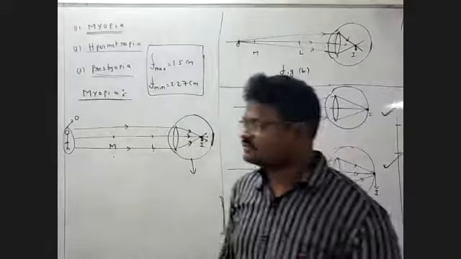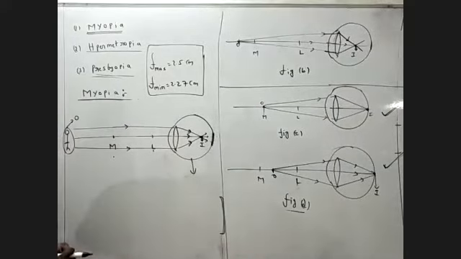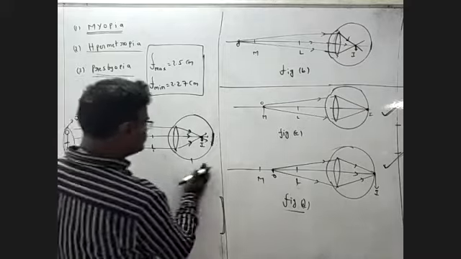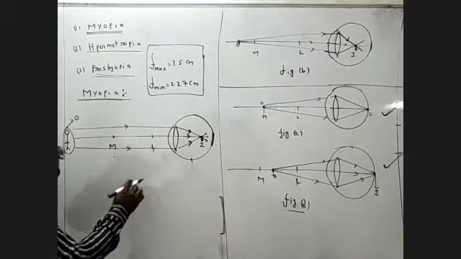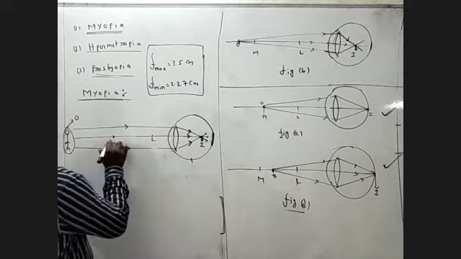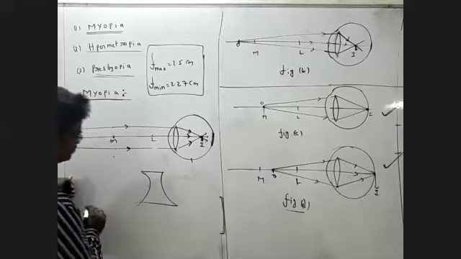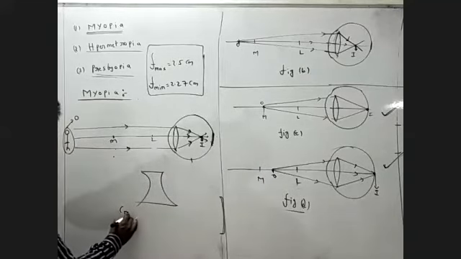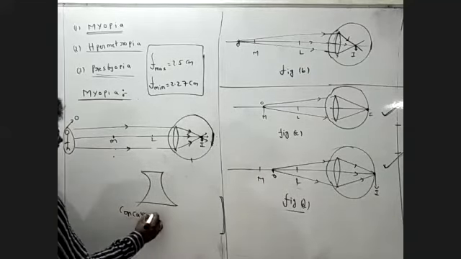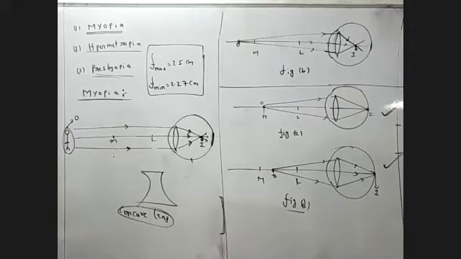But how can we rectify this problem? We can rectify this problem by using a lens. Suppose I'm taking a lens. What type of lens am I taking? This is a concave lens. I'm using a concave lens.